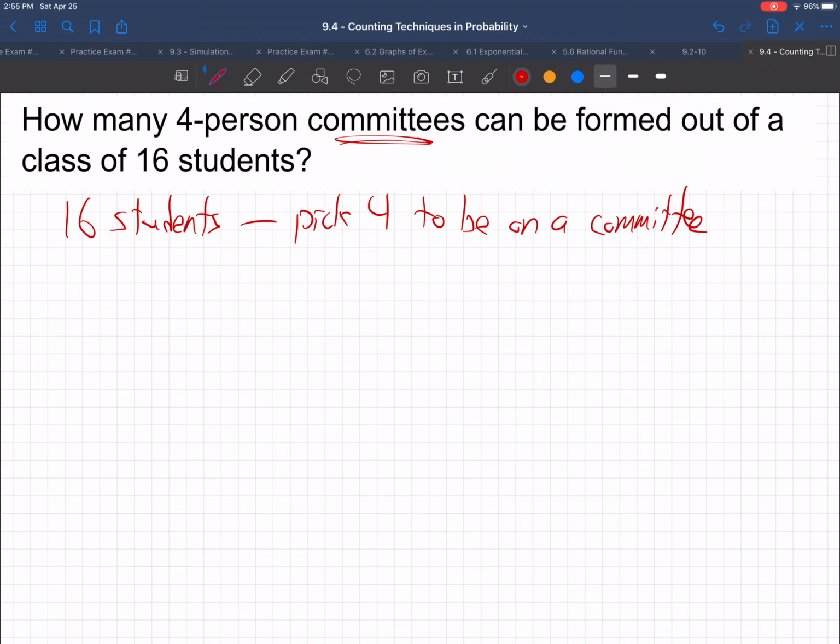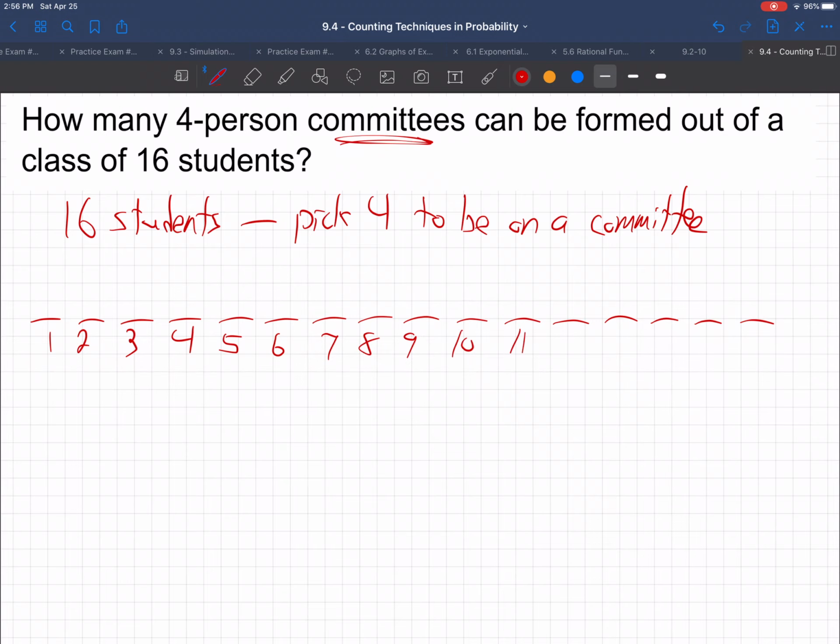So in other words, let's lay out 16 students. We're going to have 1, 2, 3, 4, 5, 6, 7, 8, 9, 10, 11, 12, 13, 14, 15, 16. So we have these 16. You don't need to number them, but I'm just going to do it to be thorough. We're going to have these 16 different students, and we're going to pick some of them to be on the committee. So basically, this problem, I'm solving this different than Math Excel does.